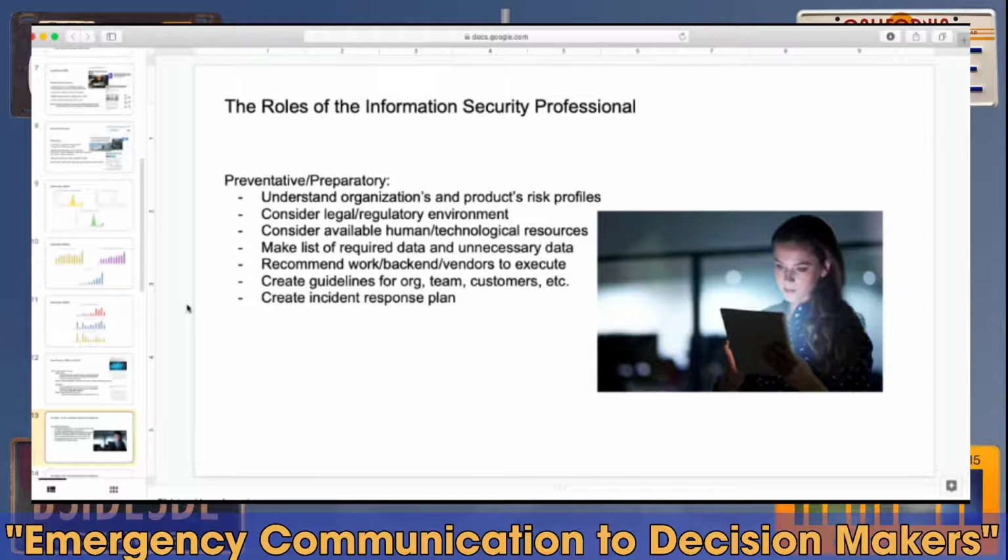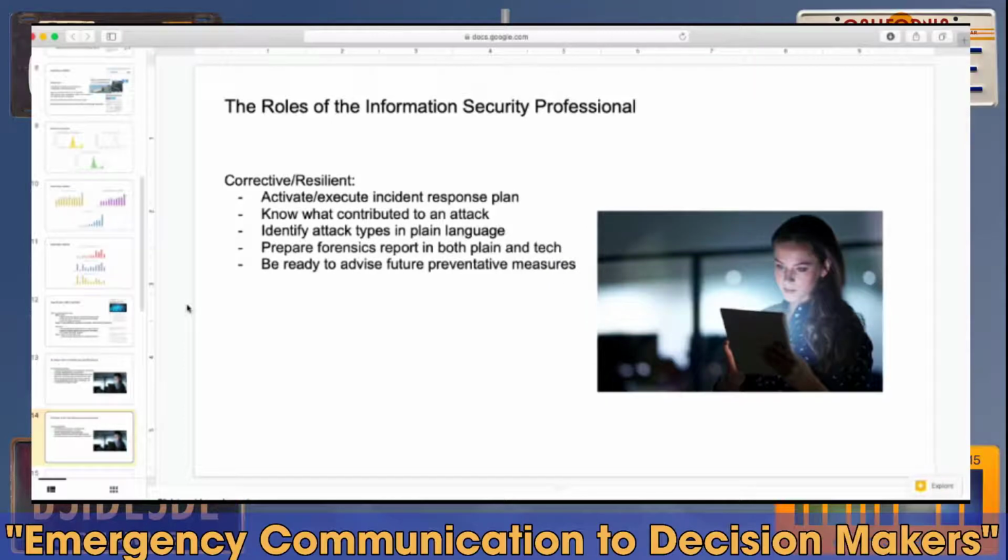And then recommending work that could be done to execute your plans, creating guidelines for the organization or the team, or advocates for the user to consider. This is often more corrective than preventative. We often say in healthcare, we love our patients, but we don't trust them. So we often create protocols that simply edit out any possibility for the user to make themselves or the system vulnerable. And creating an incident response plan, because the next thing you'll have to do probably is respond to something.